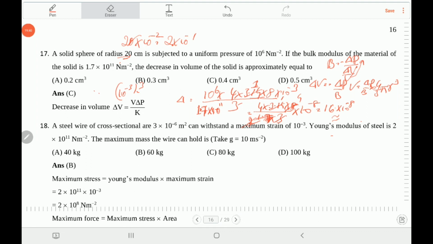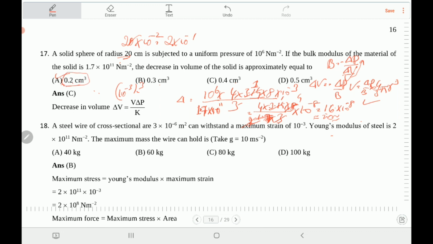Here you can approximate the answer quickly, because in the options, look here: 0.2, 0.3, 0.4, 0.5. 16 is nearly 20, so the first digit is 2. So you go with option A. Now you do the simplification, taking a bit more time. Definitely you will find the answer 0.2 centimeter cube. Try it. I will leave it for you. You try it at home. After watching this video, you try on your own. You will get a value around 0.2 centimeter cube.